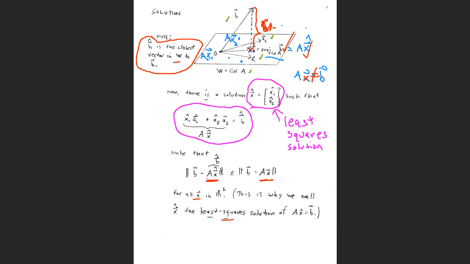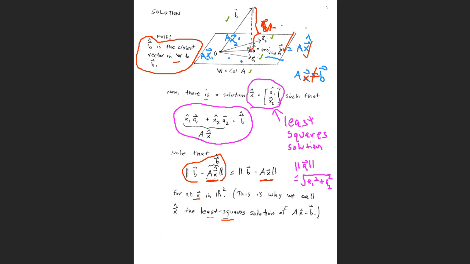That's called the least squares solution, because when you take the length of a vector, let's just say you had some vector a, the length of that vector, say it's a 2×1 vector, is the square root of the sum of the squares of the components. That's why we call it least squares.